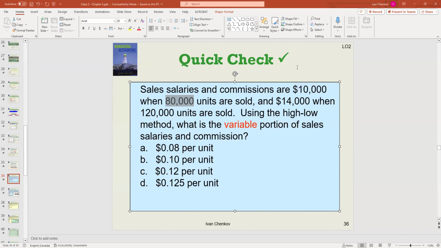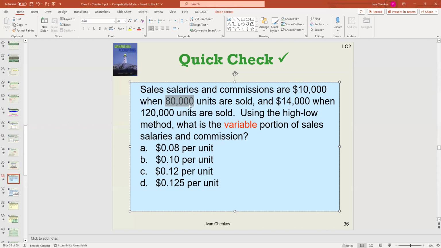Quick question. Where did the 40,000 come from in the denominator? The 40,000 is related to the level of activity, 120,000 minus 80,000. Oh, okay, thank you. The cost is always your numerator. The usage is your denominator. Getting the highest cost minus the lowest cost, you're getting your numerator. Highest usage minus the lowest usage, your denominator.